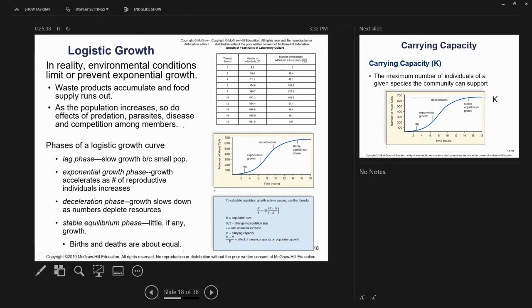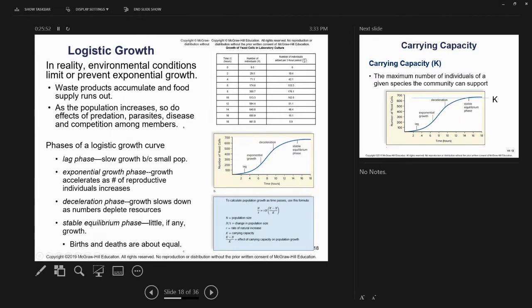So as the population increases, the effects of predation, of parasites, disease, and competition intensifies. Right? Predators have an easier time finding individuals to prey on if there are more of them, if they're more abundant. If I have a really high population, it's easier for the predators to find and catch me. So all of those things, parasites and disease, spread more easily with more individuals because my population density increases. It's easier for those to spread. And the more individuals I have, the more competition I have among the others of my species. So all those things are going to limit my growth.